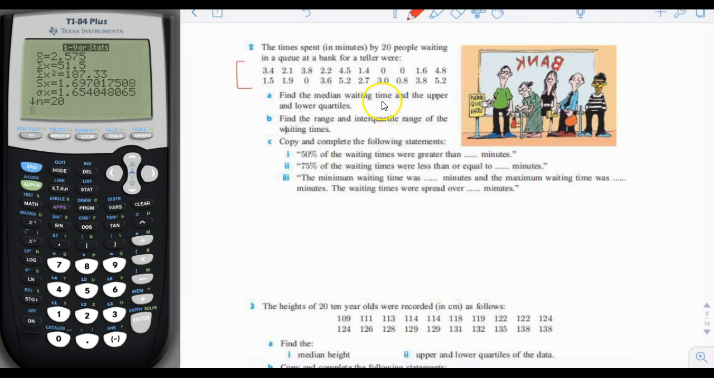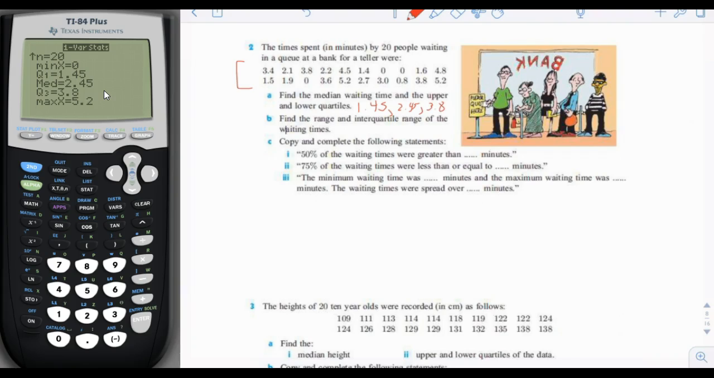Find the median waiting time and the upper and lower quartiles. Okay, so I'm going to put those in here. I'm going to put first Q1. Well, I'm just going to kind of put them in order so I don't have very much space to write. So Q1 is 1.45, median is 2.45. And the Q3 is 3.8.